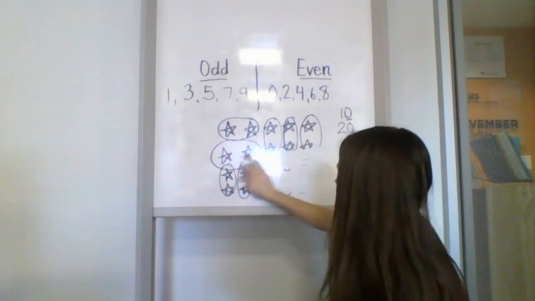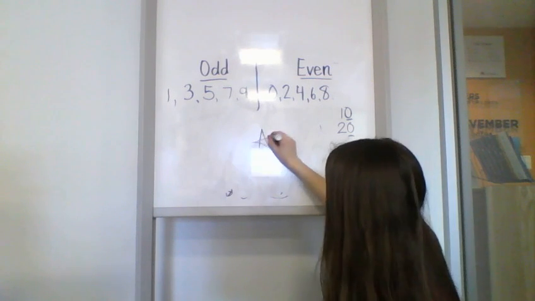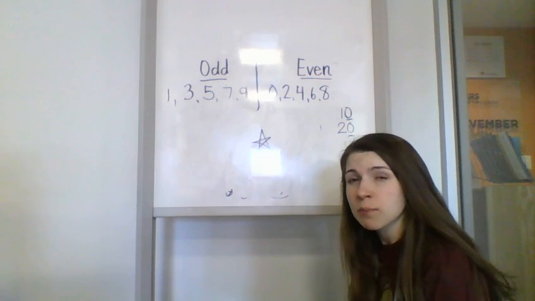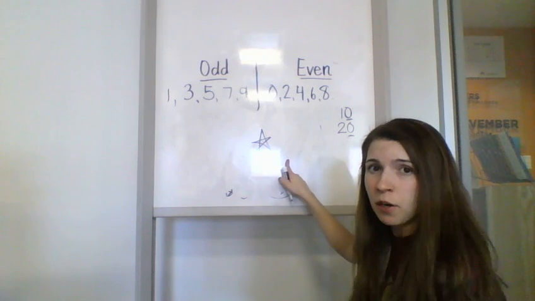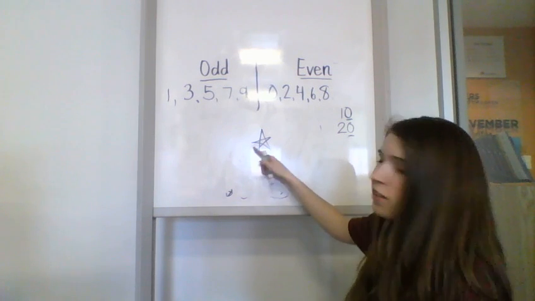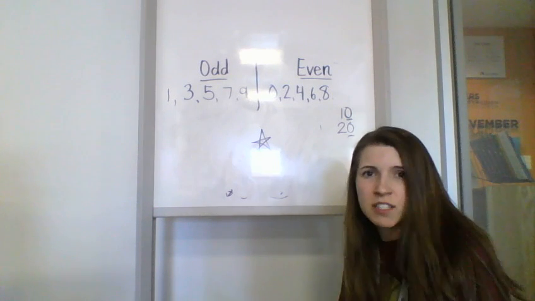If I just have 1 star, remember, in order for it to be a pair, it has to have 2. There's no other stars to make a partnership. So this one is all alone, and it's an odd number. So now we're going to do some example problems.